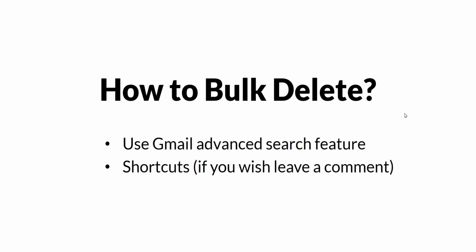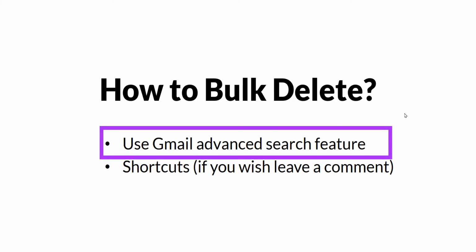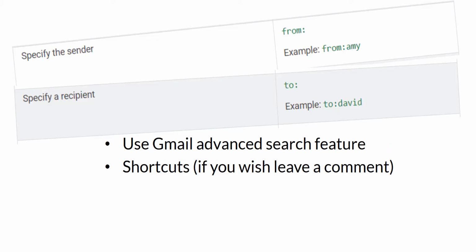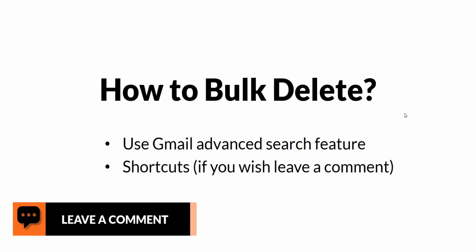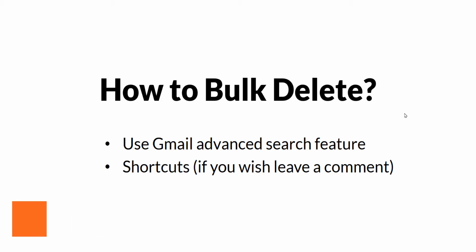So in this video, we'll be using a simple trick, which is of using the Gmail advanced search feature. Now, if you want the shortcuts to everything which I show you, there are specific shortcuts with keywords. If you want that, you can leave a comment. If I get about 50 or 100 messages, I'll probably upload a file having only the shortcuts for Gmail. So let's get on with the deletion process.